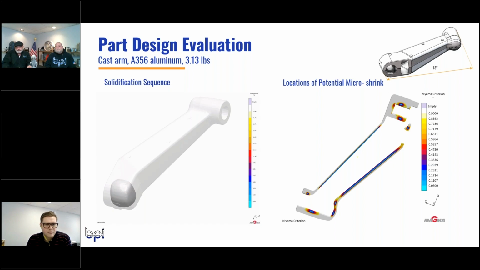There's some use of Niyama criterion for copper-based alloys as well as aluminum. In this case, it's A356. So on the scale that's shown, with the lower values of Niyama criterion, we're seeing highly isolated formations of shrink pores that need to be addressed by either changing the design, changing the thermal conditions in the mold, and or moving feeding aids. Great, thank you.